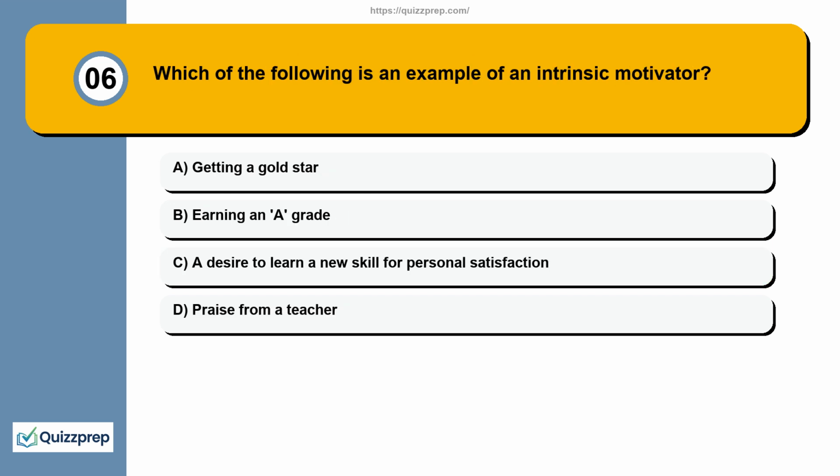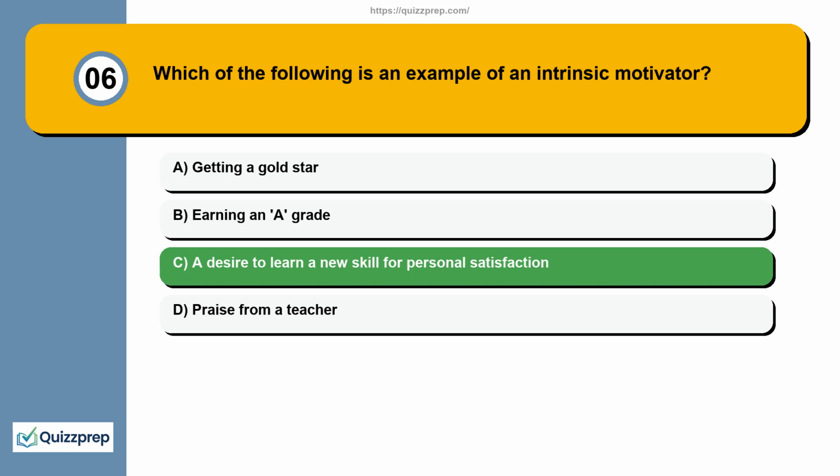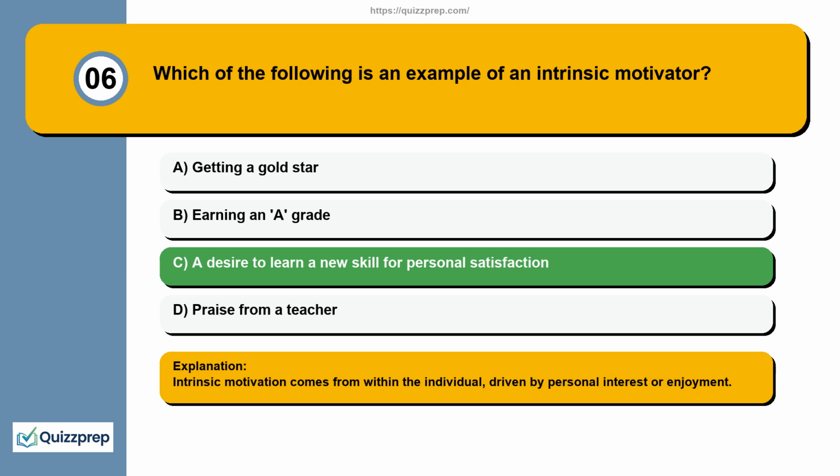Question 6. Which of the following is an example of an intrinsic motivator? Here are your options. Option A, getting a gold star. Option B, earning an A grade. Option C, a desire to learn a new skill for personal satisfaction. Option D, praise from a teacher. The correct answer is option C, a desire to learn a new skill for personal satisfaction. Explanation. Intrinsic motivation comes from within the individual, driven by personal interest or enjoyment.